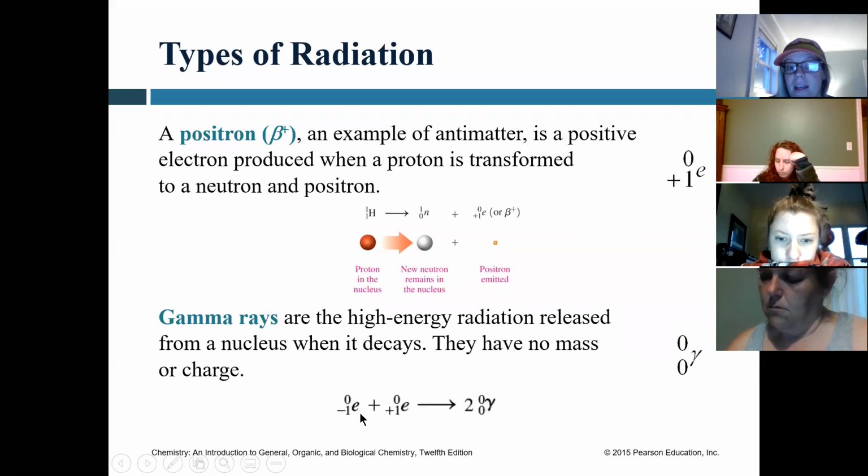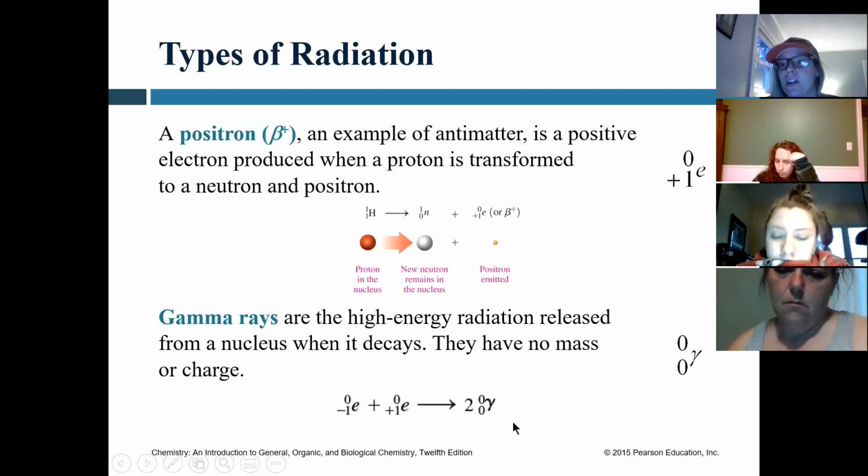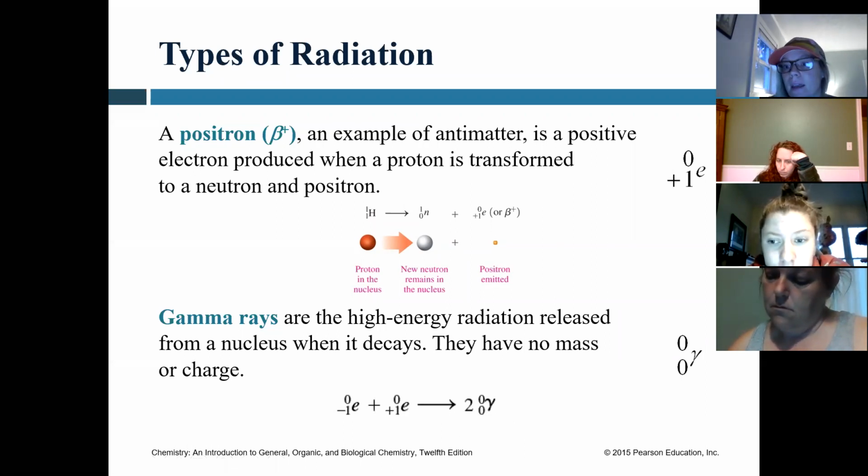What's happening here is we have a beta particle and a positron coming together to produce pure energy. Matter and antimatter are coming together. There's no mass when you have matter and antimatter. They counteract each other.